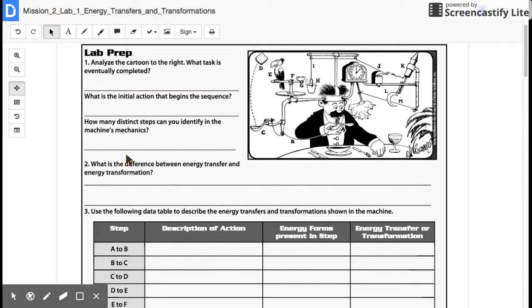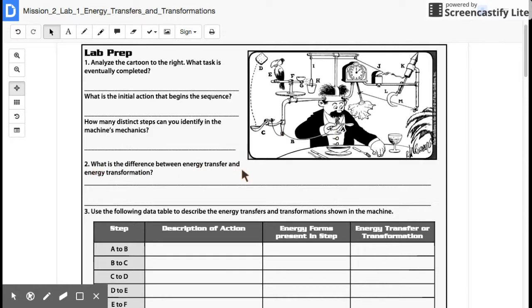One of the things you're going to need some help on is what is the initial action that begins the sequence? So you can see here, he is going to be lifting this spoon up to his mouth. As he lifts this spoon, there's a string attached to it, and it is going to pull this string that is running through this little needle or hole there. So that's the initial movement.